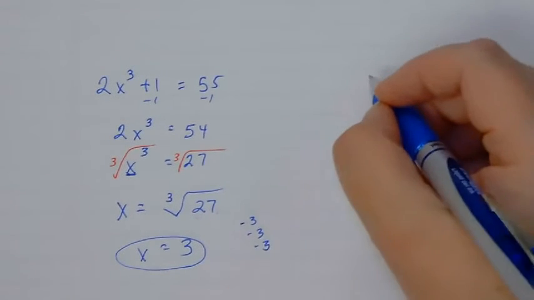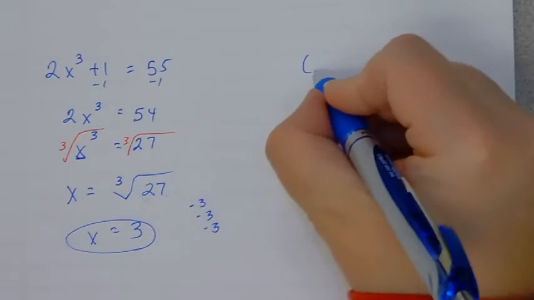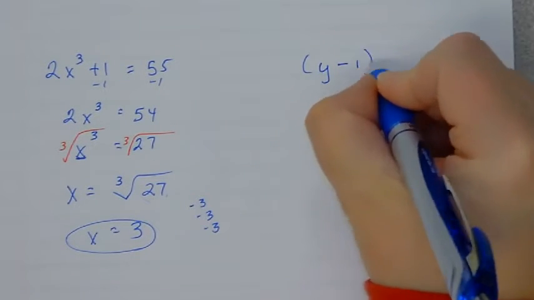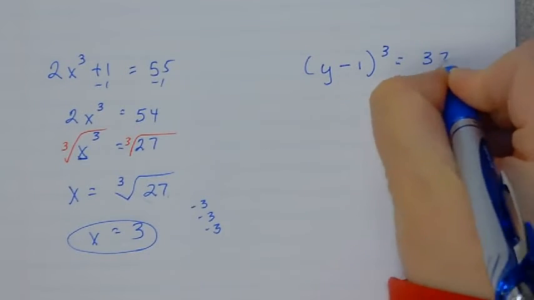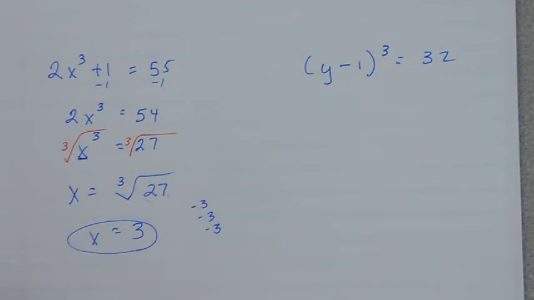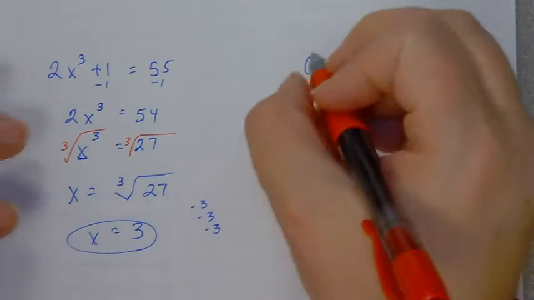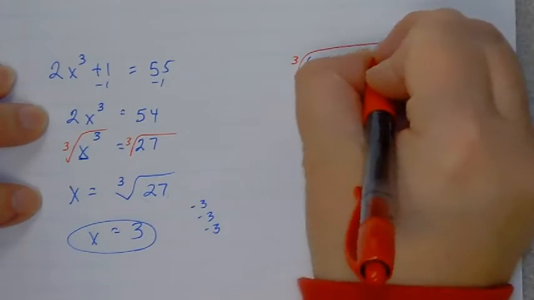Okay, I've got 2 more examples here. y minus 1 cubed equals 32. So notice the 1 and the y are hooked together. So I'm going to start this problem by cube rooting both sides.